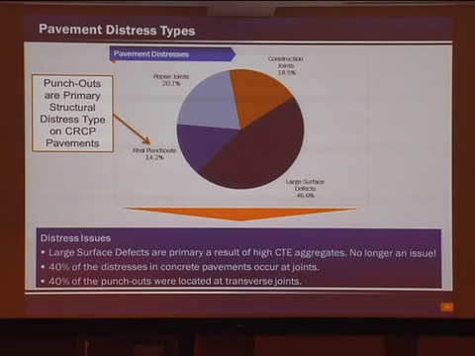So another part is to identify the failure mode for CRCP. The punchout is the primary structural distress for CRC. In our PMIS, we have a lot of percentage of things like surface spalling or joint deterioration. Only about 14% are real punchouts, which is the parameter we're going to use for the design.